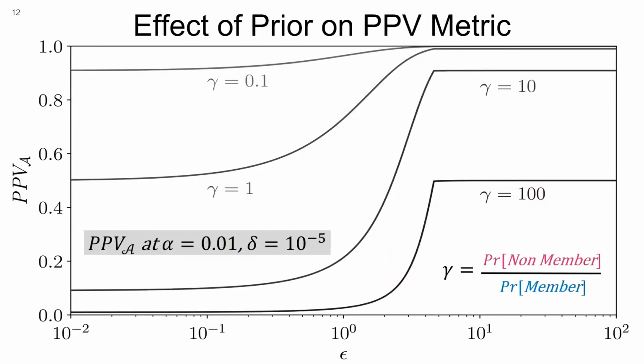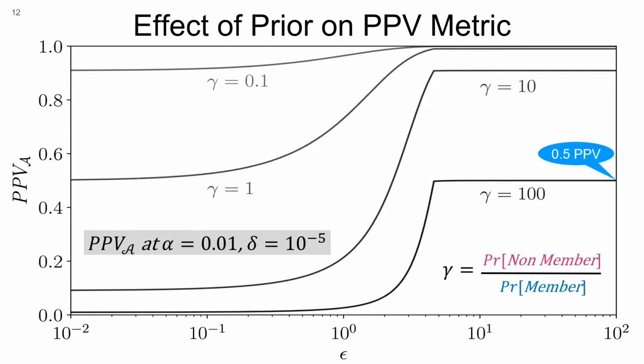This figure shows how the prior affects the upper bound on the PPV metric for an adversary that selects a threshold corresponding to 1% false positive rate for varying privacy loss budgets. The PPV bound drastically decreases as the gamma increases, and hence this metric gives a more realistic estimate of privacy leakage for skewed prior settings.